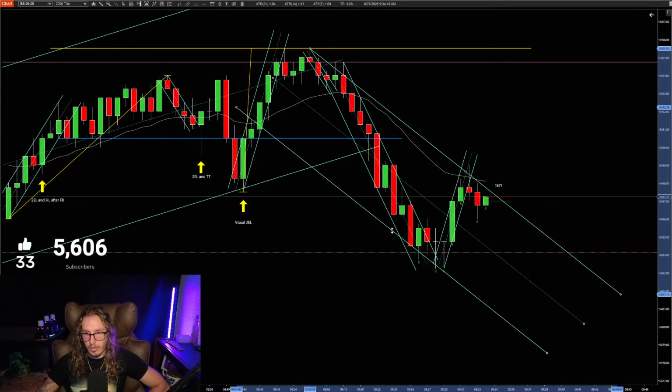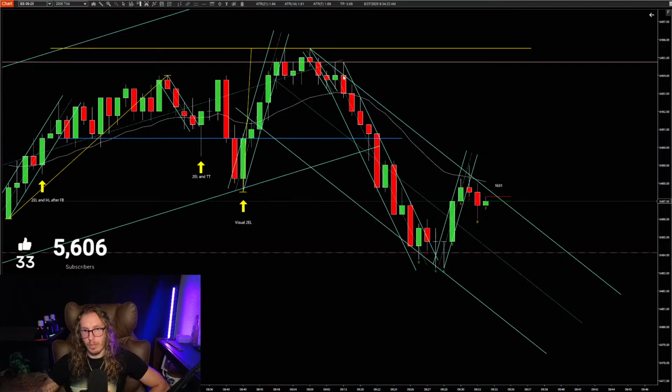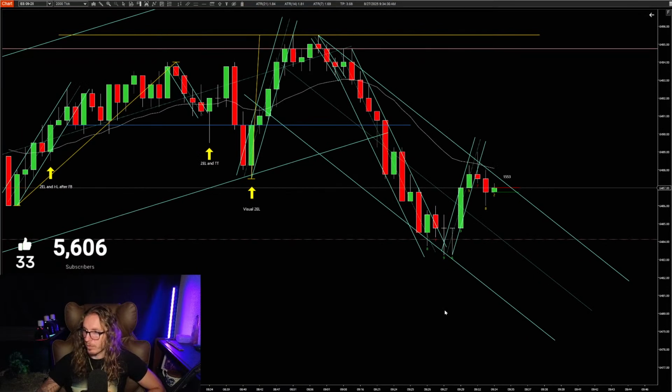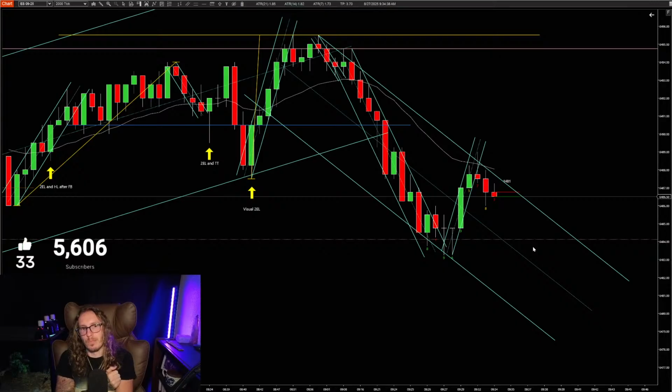I'm going to draw this like this, off of this open price right here, kind of through there, and just see if it holds. Because you might get a second entry short here. It's hard to know for sure. So we got to be patient.